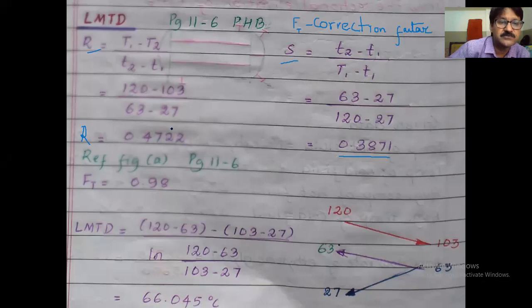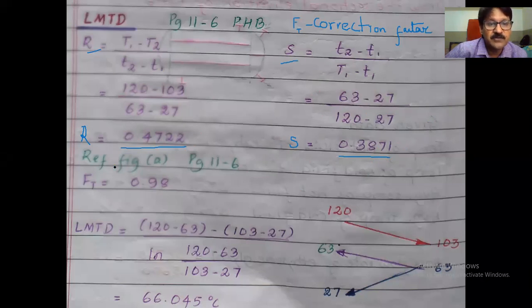Are you getting these values, all of you? Yes, sir. Okay. Any query? If you got it, tell me. Fine. See here, Ft is the correction factor we have to use. Therefore we have to calculate R and S.